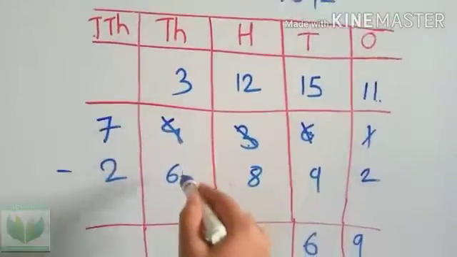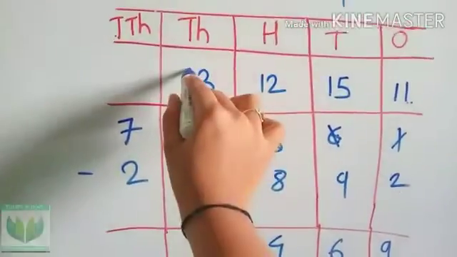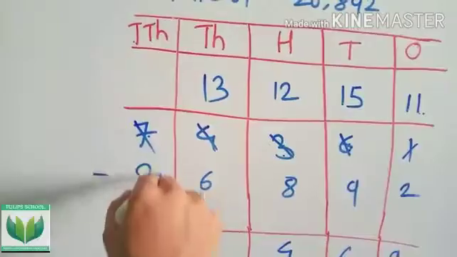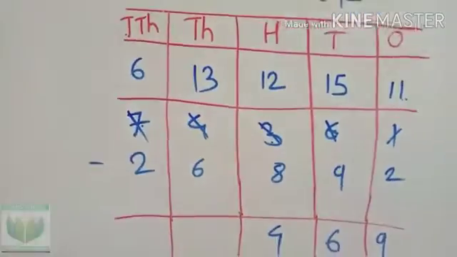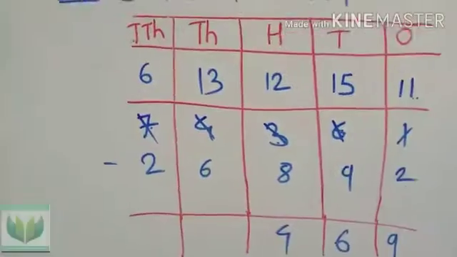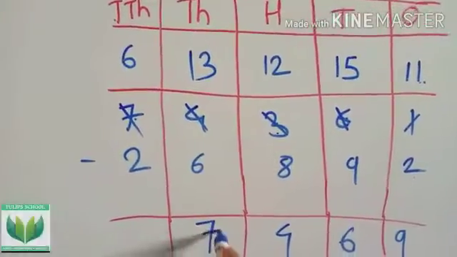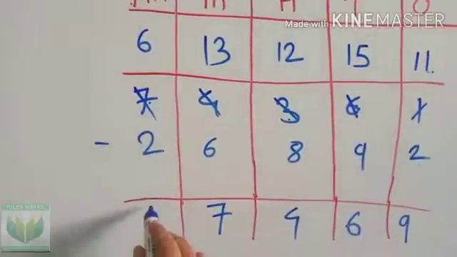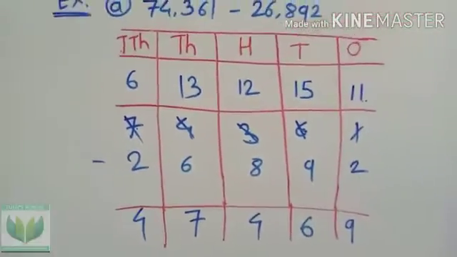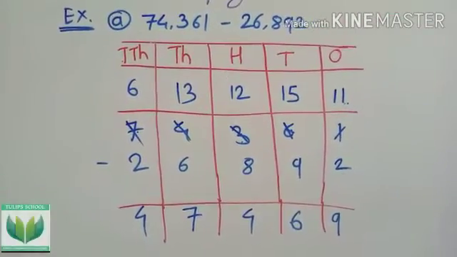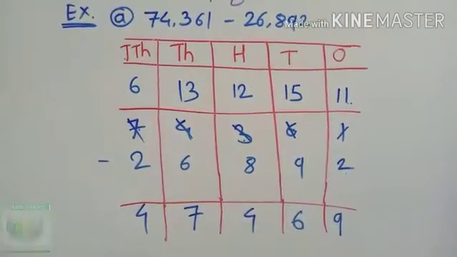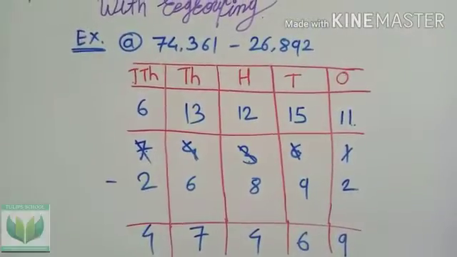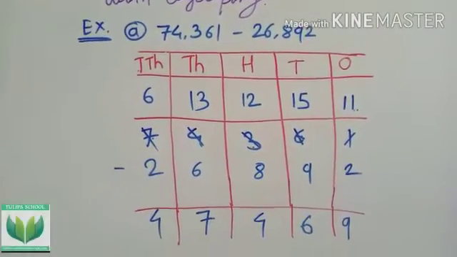Again 3 minus 6, is it possible? No. We have to take 1 from the 7. Now here 7 becomes 6. Now 13 minus 6, we know that 7. 6 minus 2, easily we know that 4. Now the answer we get is 47,469. This is called regrouping, or subtraction with carry.